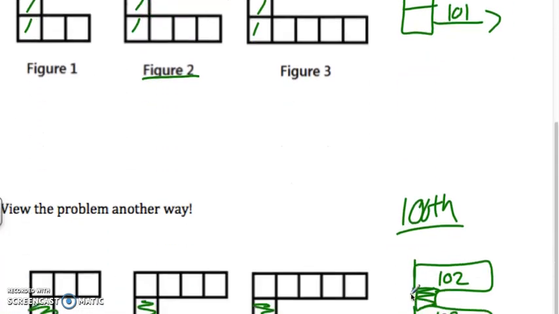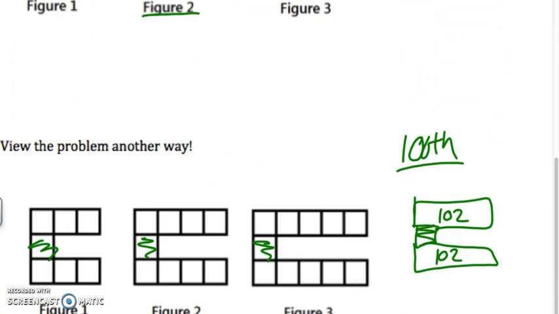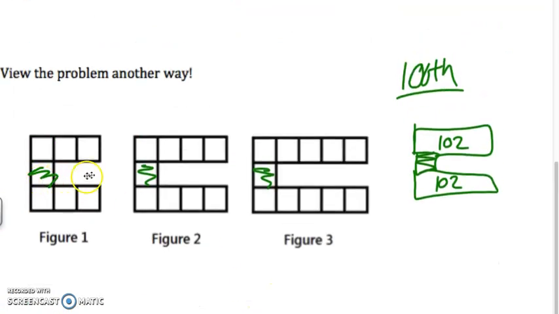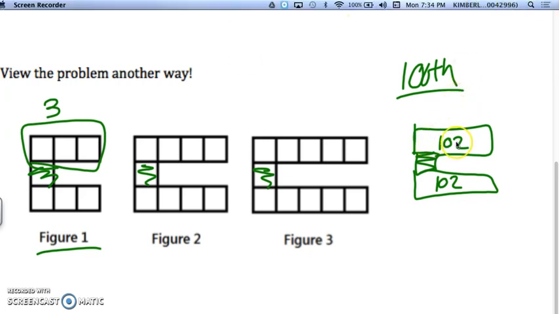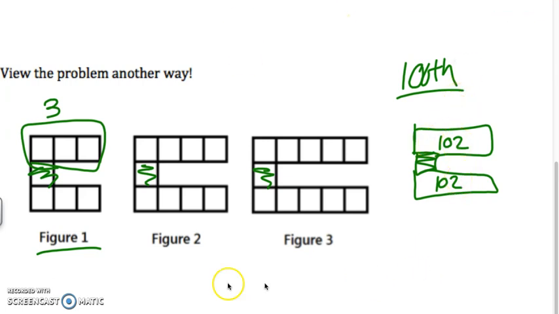Now we're going to look at our last one. Another way you could have looked at it, maybe you saw that this one box was always there. So in the 100th figure, it will always be there. Then you had to look at this bigger top as one and notice that there are 3 in the one, so that's 2 more than where you are. So there had to be 102 on the top and on the bottom.